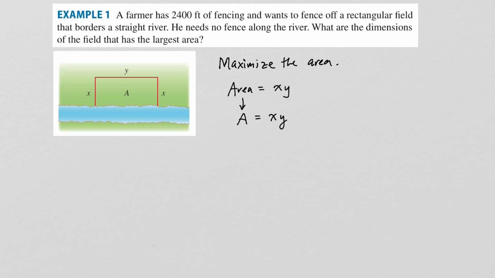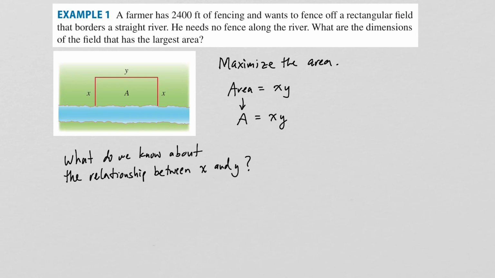Now, the problem here is that this is a function of two variables. We have an x and we have a y. So what we need to do now is ask, what else do we know about x and y? What is the relationship between x and y? And if we read the problem carefully, it says a farmer has 2,400 feet of fencing. Now, if you want to get the largest area, you need to use all of the fencing material.